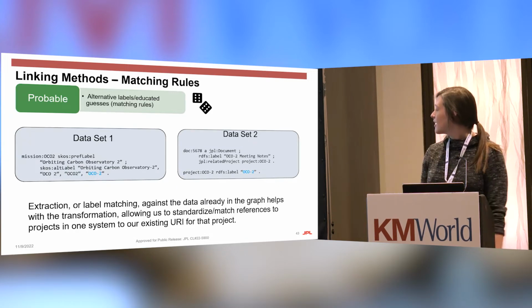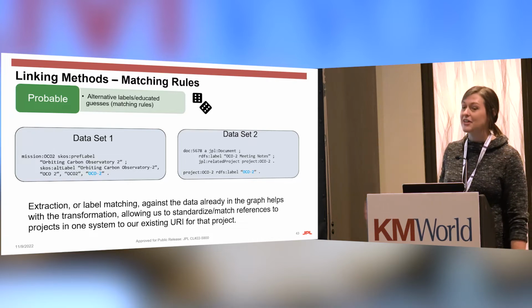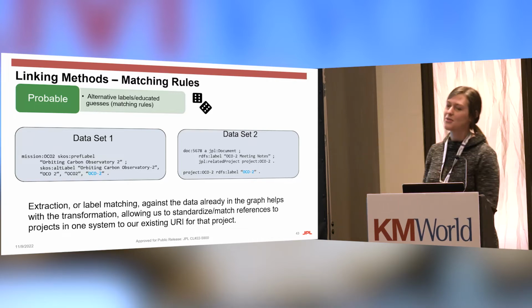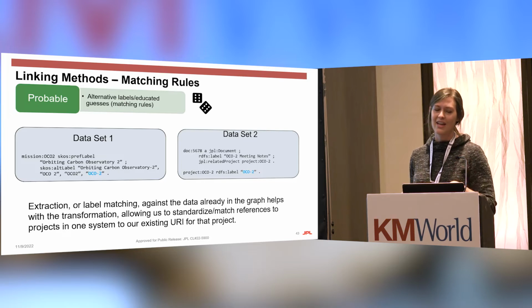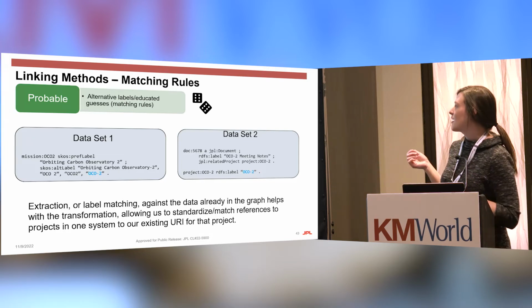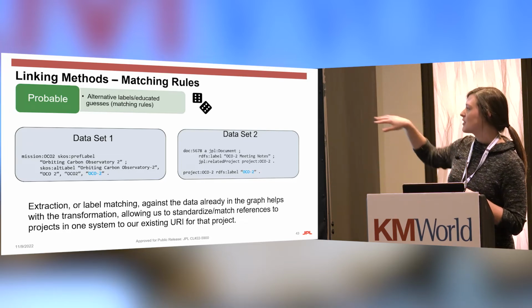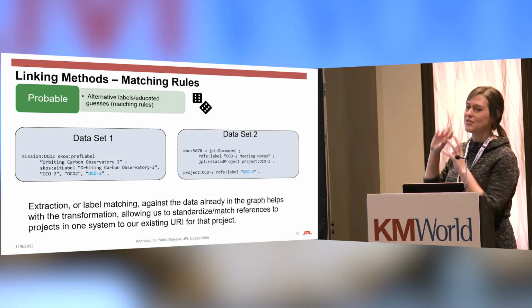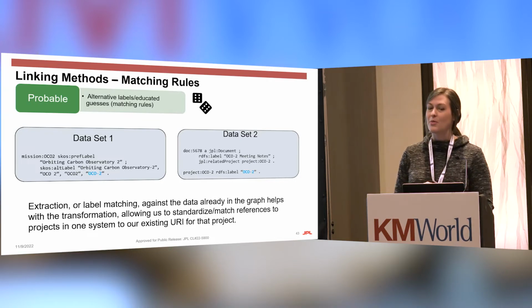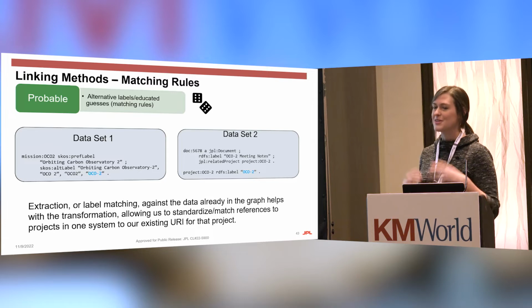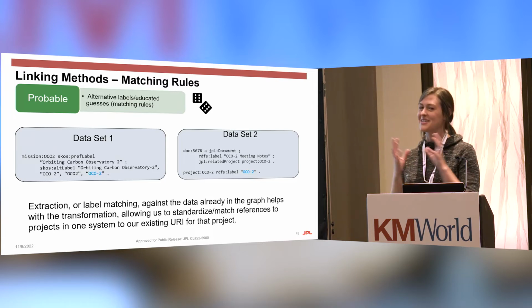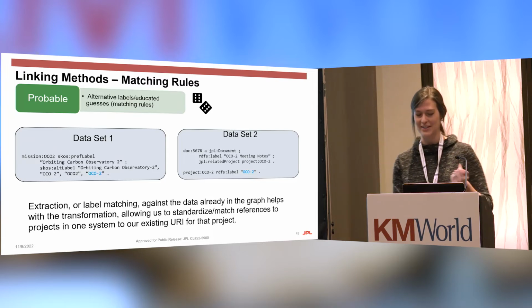And then finally, another example is just matching on labels. So going back to Anne's OCO2 example from the beginning, if we have two different data sets where we're talking about a project, we can maybe look and see are there any combinations or matches between labels. And we do a lot of this with the institutional knowledge graph since we've spent some time making this foundational layer of projects and people.